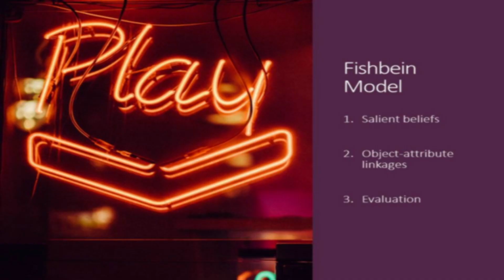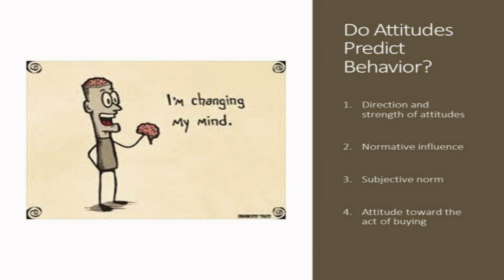Fishbein model. Fishbein, I've heard it pronounced both ways. What it deals with is this notion of how we create beliefs. We alluded to this earlier in our lecture, dealing with how we perceive an object and create beliefs. Object-attribute linkages occur all the time. We look at an object, we formulate an attitude, and then we make said evaluation.